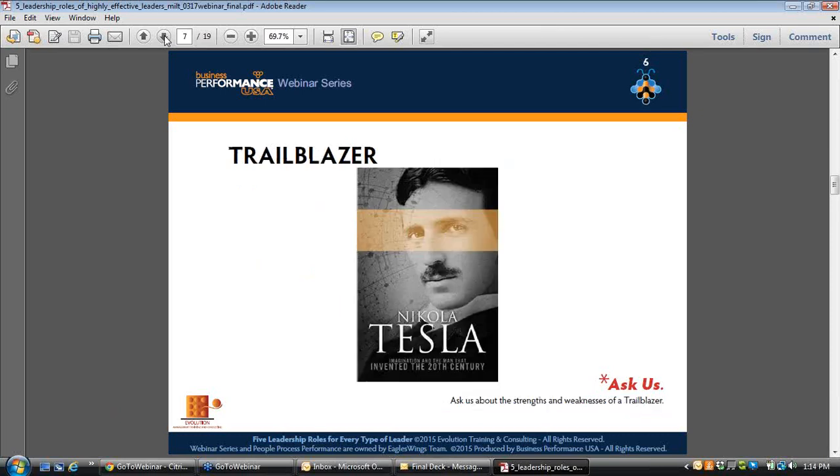Well, the first one up is the trailblazer. Now, here I have a picture of Nikola Tesla. Most of you probably don't know who he is from his work, but you probably know his name from the motor company that now bears his last name, Tesla Motors. Their CEO, Elon Musk, chose this gentleman as the namesake of the car.